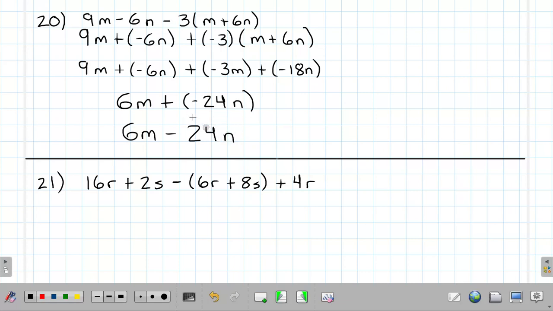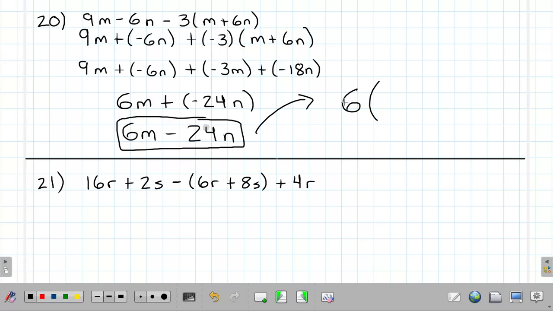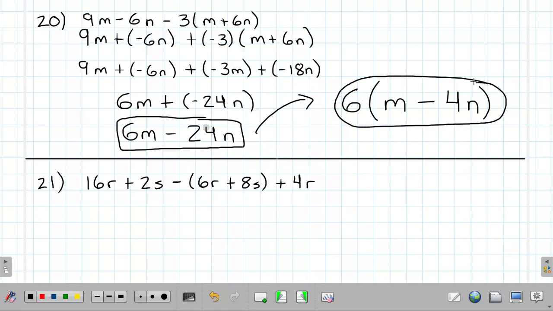Okay. And then that is actually our simplified version, because we don't have like terms. We can't simplify that any further. But now we can factor, though. In this case, our greatest common factor is going to be a 6. So 6m divided by 6 gives me 1m, minus 24n divided by 6 gives me 4n. And there is our factored version. Okay. Once again, same process every time. It's just you've got to be really proficient with simplifying expressions before you can factor.